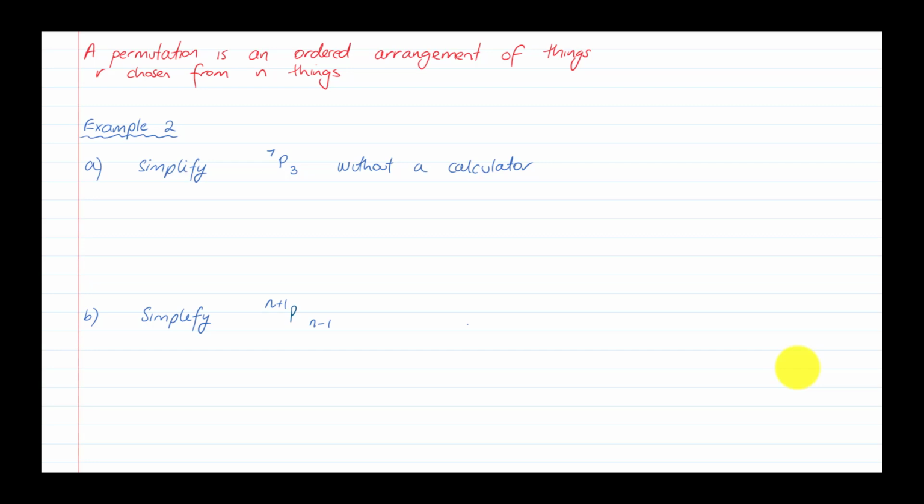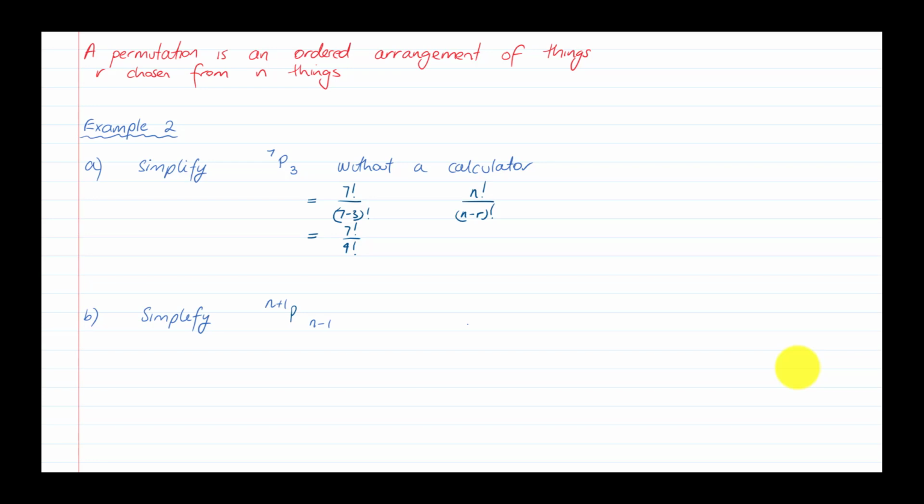So we're going to start with a simplified question, 7P3 without a calculator. So this could come up in a tech-free exam. Well, 7P3 is just 7 factorial over (7 minus 3) factorial, because we now know n factorial over (n minus r) factorial is our nPr notation. And so this is 7 factorial over 4 factorial.